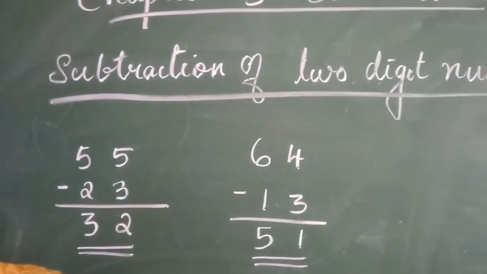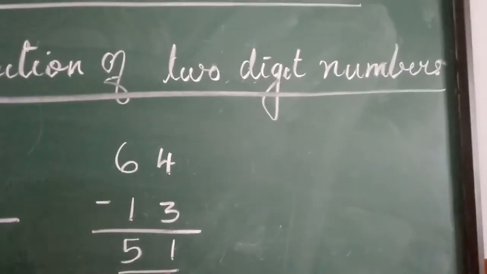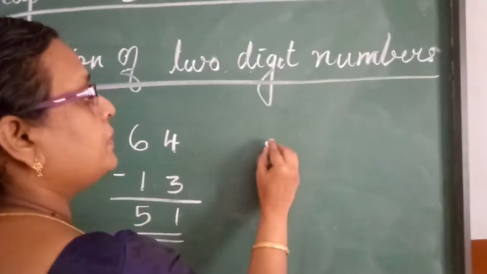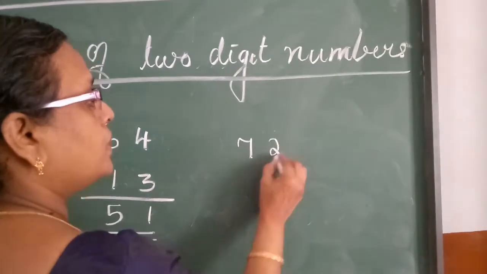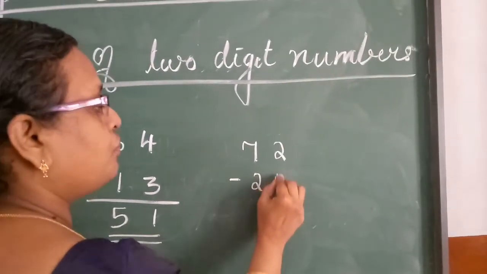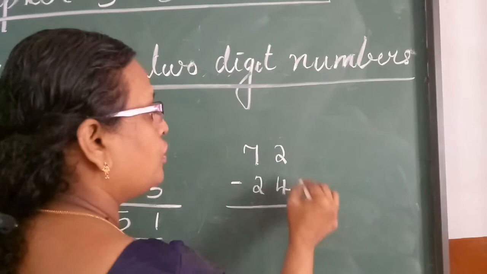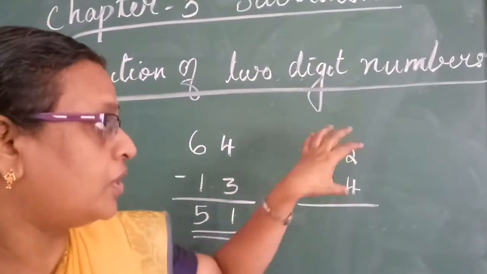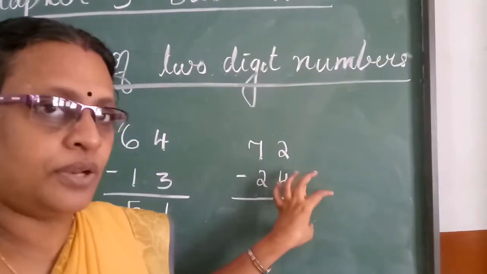Consider one more example with borrowing. In addition we just carry over. In subtraction we have to borrow. That means 72 minus 24. Here 2 minus 4 is not possible. Why? Because 2 is smaller than 4.